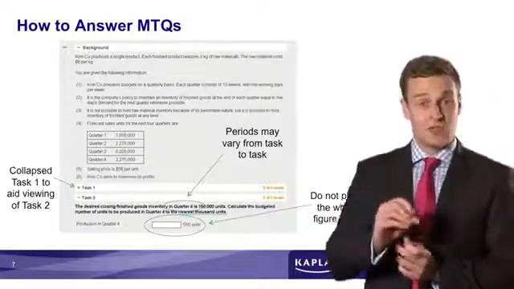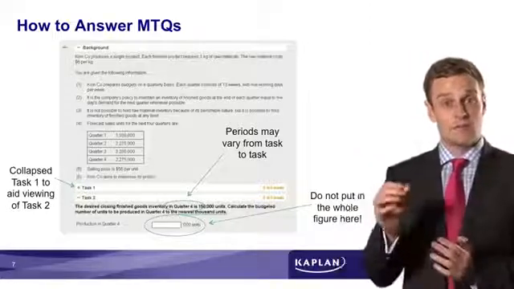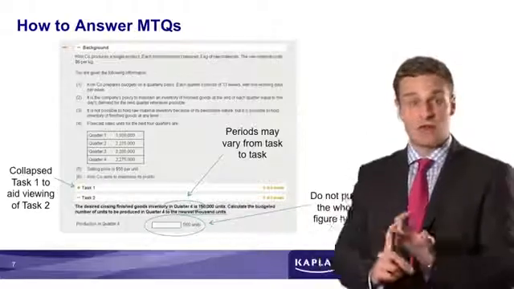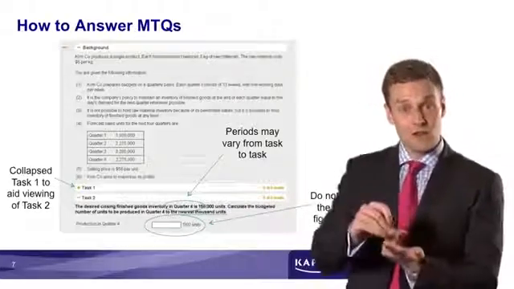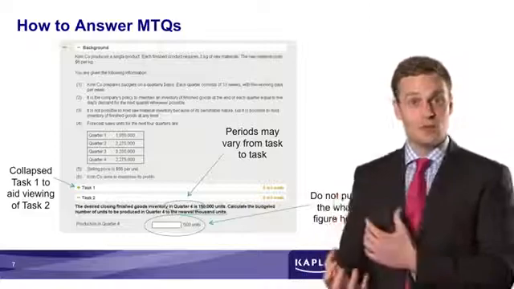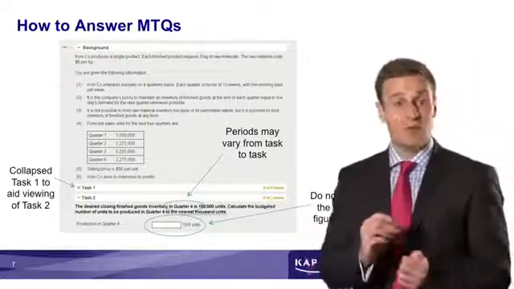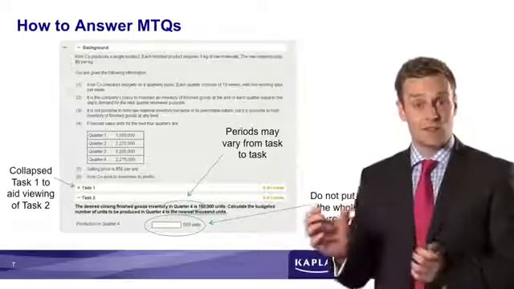Watch out for periods changing from each task. So in task 1, it may say calculate for period 3, but in the next task, it may say calculate for period 4. So just be careful that you're not just assuming we're always in the same period. And also, please be careful about these thousands of units that they sometimes put.